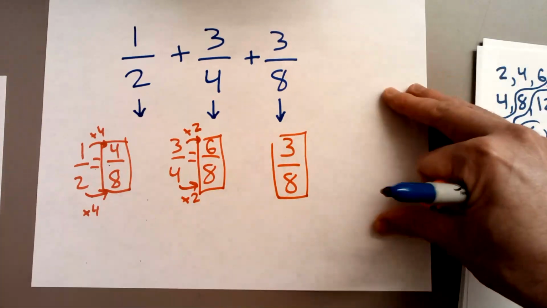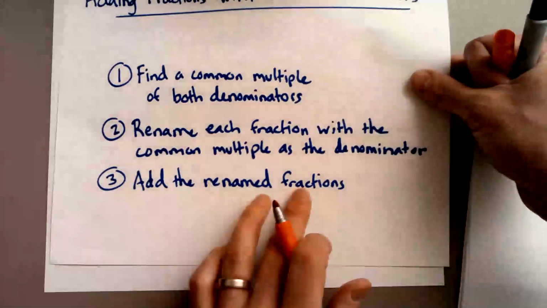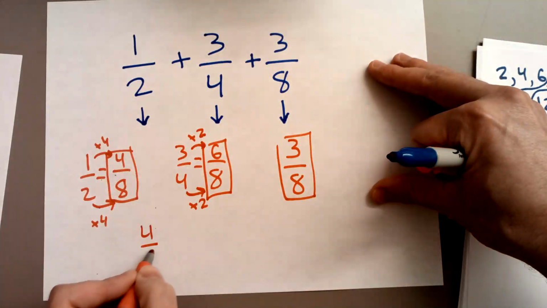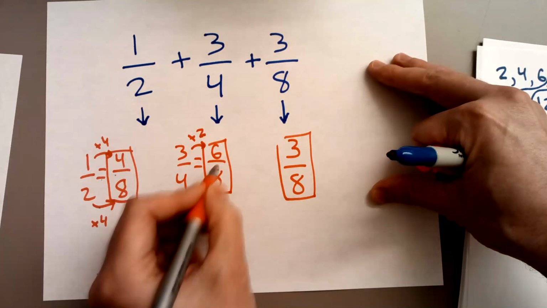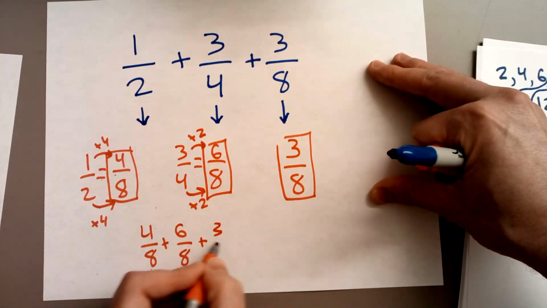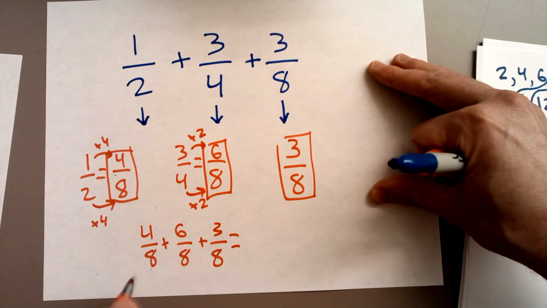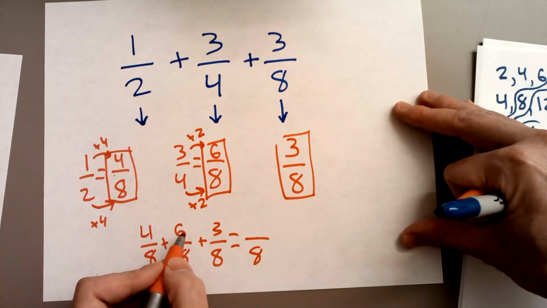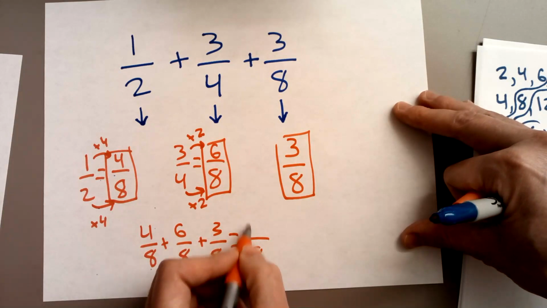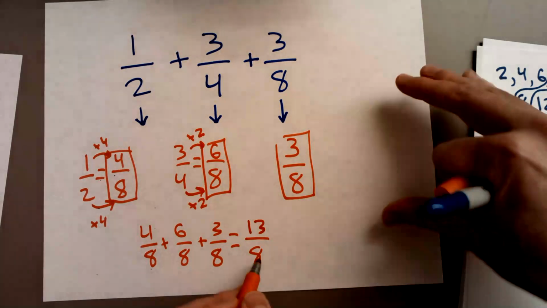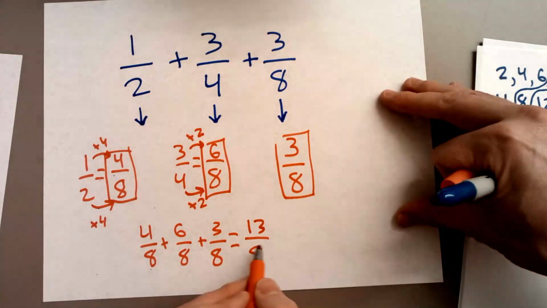So now step 3 is to add the renamed fractions. So I will do that. 4/8 plus 6/8 plus 3/8. And I know I've got the same unit, so the units are going to stay the same. 4 plus 6 is 10. 10 plus 3 is 13. 13/8. So that is the correct sum, but you can also write this fraction in another way.